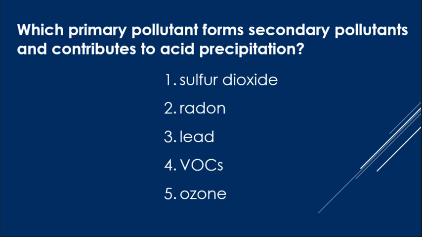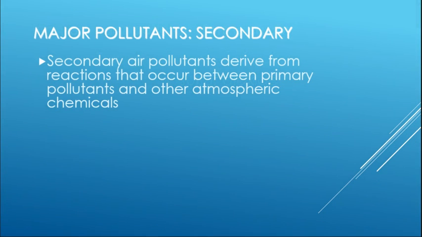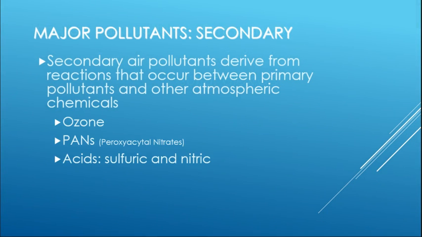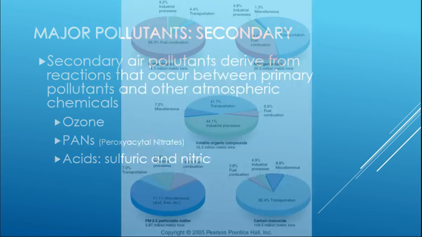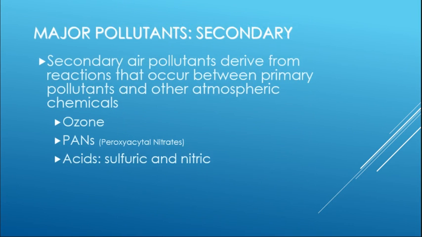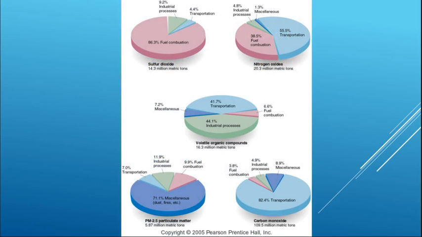Radon and lead are primary pollutants, and ozone is a secondary pollutant. So, ozone, PANs and acids, right? Those are the secondary pollutants that we want to know, okay? All right, and here I just put this in here so you can kind of see where everything is coming from. Sulfur dioxide and nitrogen oxides come predominantly from fuel combustion. Your VOCs are industrial processes and transportation. Nitrogen oxides also from transportation, and carbon monoxide, actually. And then for your particulates, this can be any number of things: fires, dust, industrial processes, you know, whatever.